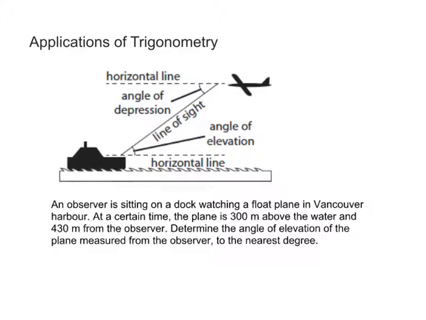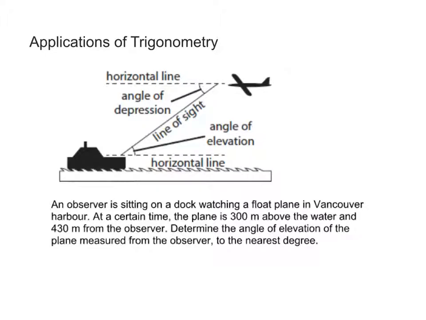It says, an observer sitting on a dock is watching a float plane in Vancouver Harbor. At a certain time, the plane is 300 meters above the water and 430 meters from the observer. Determine the angle of elevation of the plane measured from the observer to the nearest degree. This is just a basic trigonometry question like we've been doing, except that it doesn't just give you the numbers on a diagram. You have to figure out what's happening, so we'll draw a little picture of it.